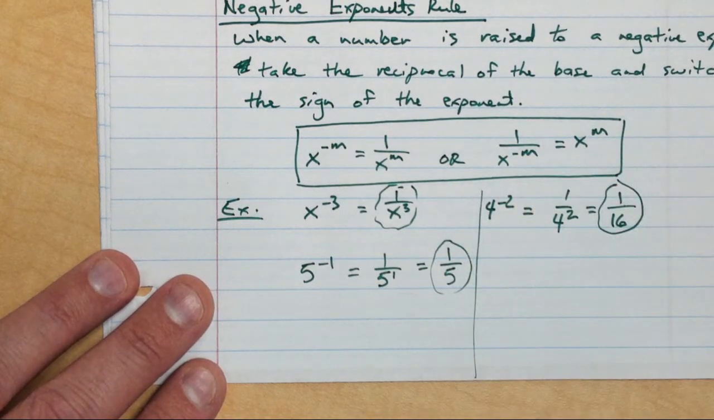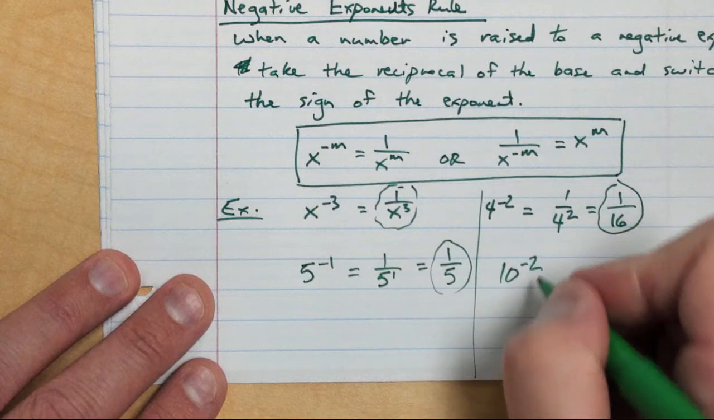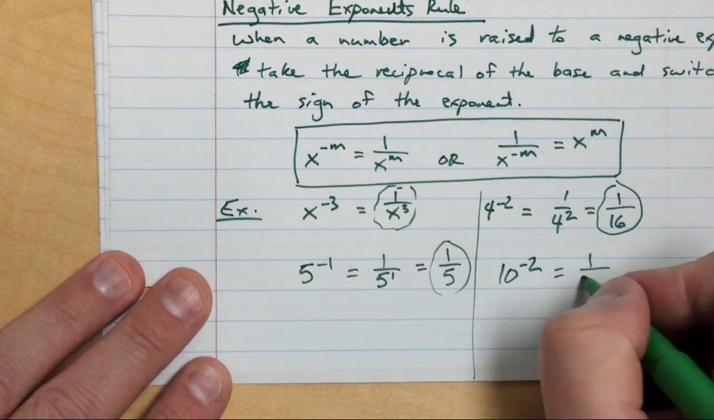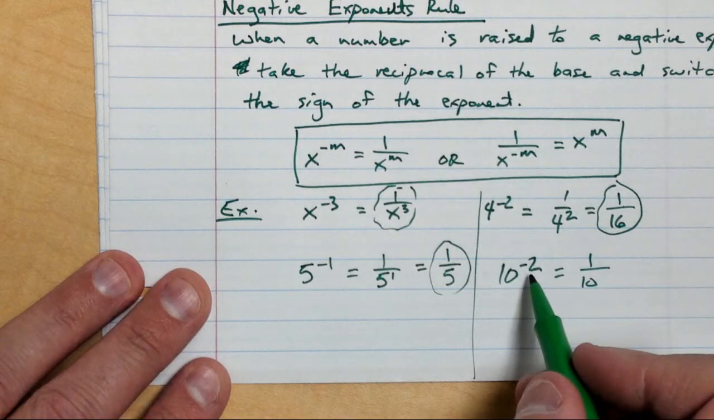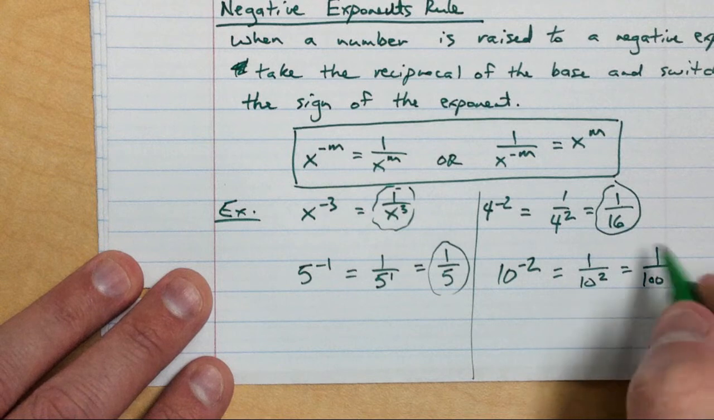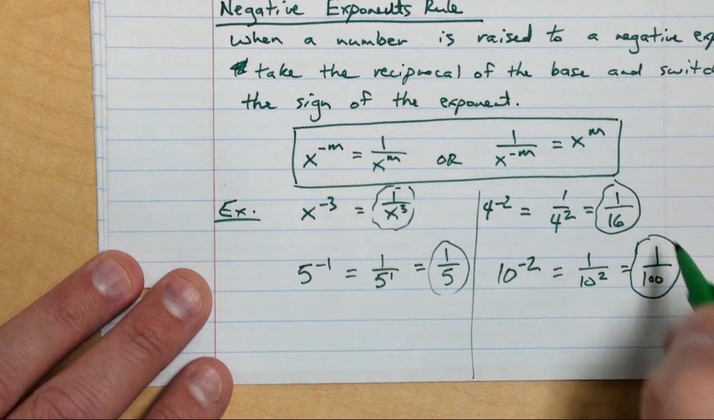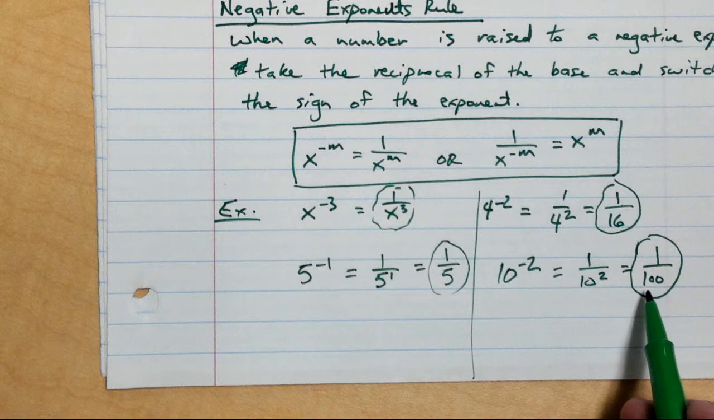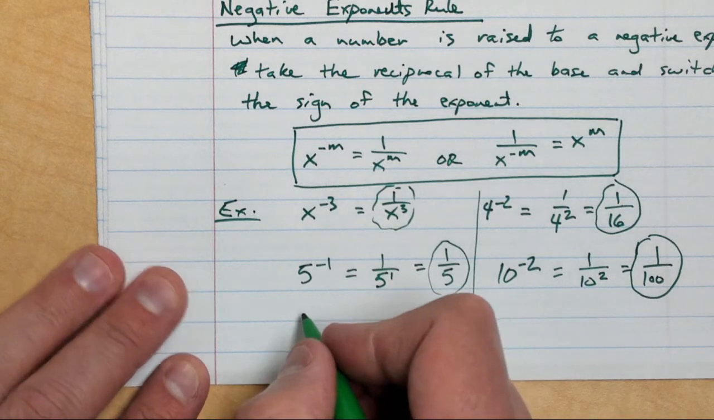So let's do another example. 10 to the negative 2. The reciprocal of 10 is 1 over 10. We change this from a negative 2 to a positive 2, so that's the same thing as 1 over 100. So again, I can simplify 10 squared to 100. Do a couple more examples here.